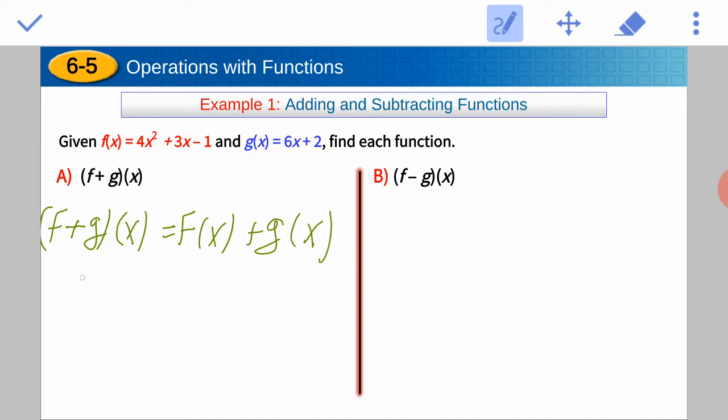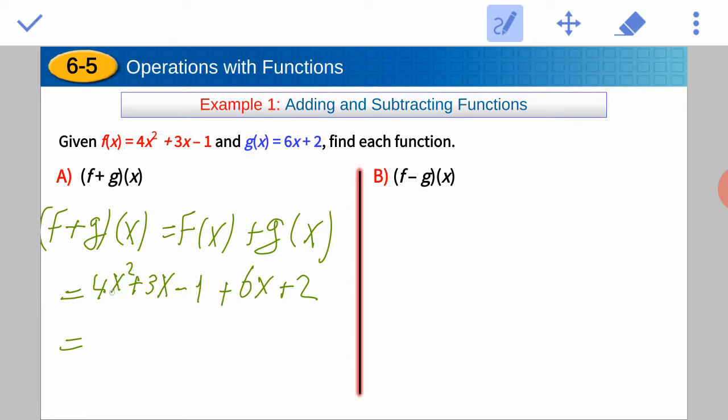Direct substitution. This is equal to f of x, which is 4x squared plus 3x minus 1, plus g of x. g of x is given by the rule 6x plus 2. In the next step, we're going to combine like terms. Whenever you see any like terms, you combine them.